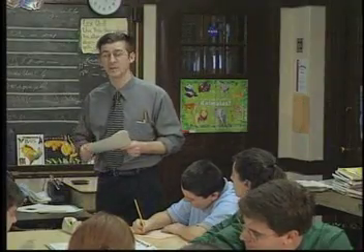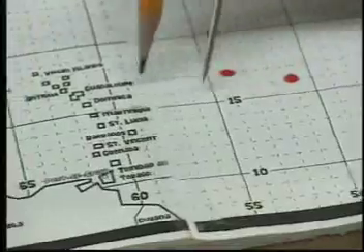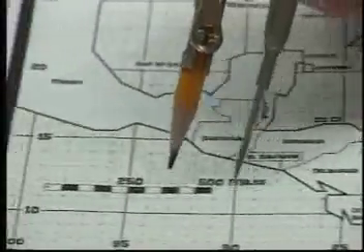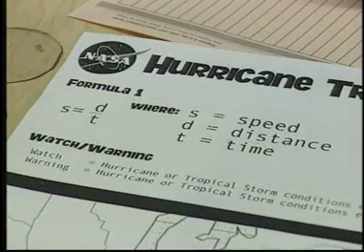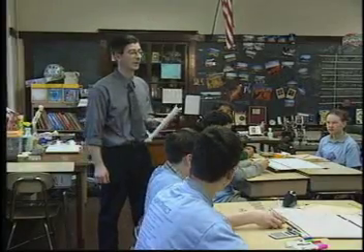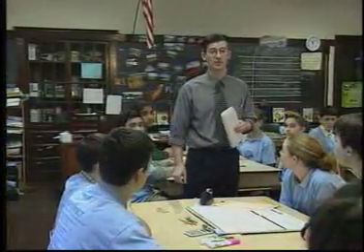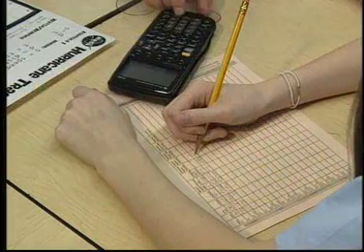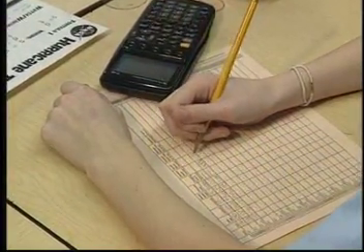Now, let's determine the speed the storm traveled. If you know distance and time, you can calculate speed. Use a compass and the mileage scale on your game board to determine the distance the storm traveled. Then use Formula 1 to calculate the speed the storm traveled. Before issuing watches and warnings, you must calculate the distance the storm will travel. Use Formula 2 on your game board to calculate the distance the storm will travel in 36 hours.